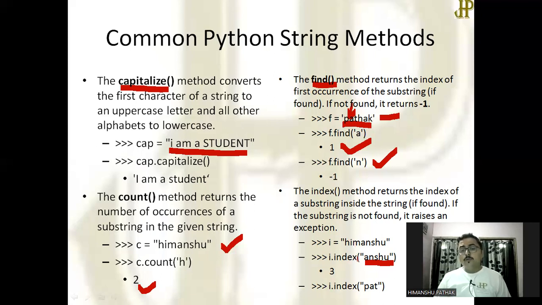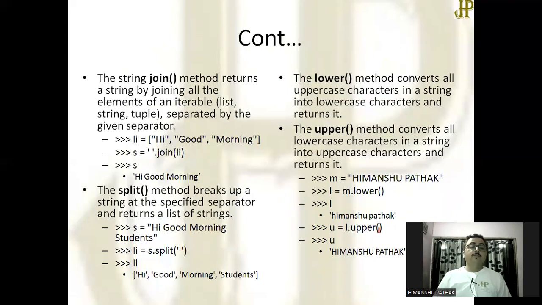Now I am going to try whether there is a pat index or not. So pat is not in Himanshu, so it will return -1. Clear? Now there is another important method, that is the join method.